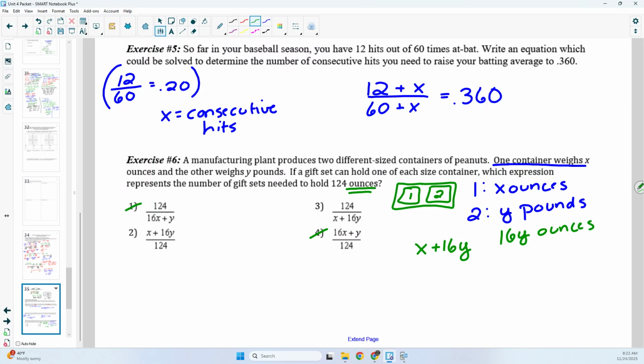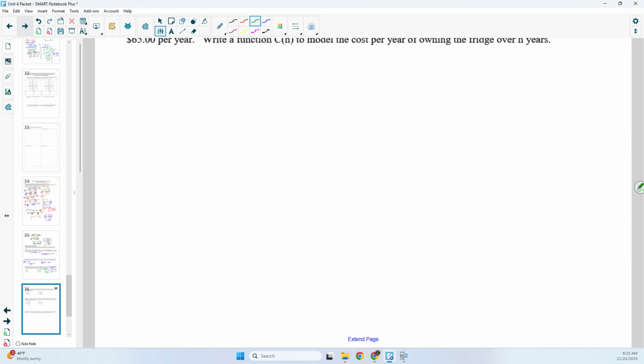So then I need to figure out, basically, do I have 124 ounces and I'm splitting it up into these containers, or do I have X plus 16Y and I'm splitting it into 124s? And hopefully it makes sense that we are taking 124 ounces and we're putting a little bit of it in each container, right? So that's 124 divided by that expression. So next page, we'll hit a couple more.